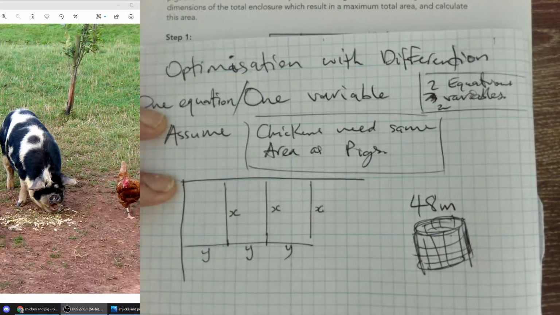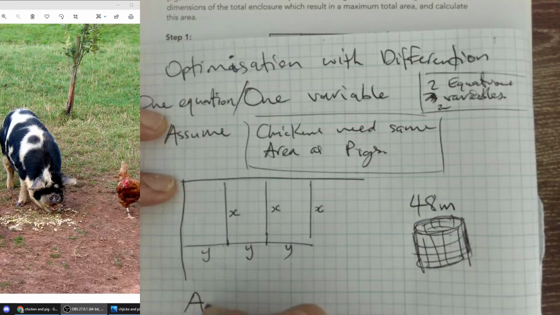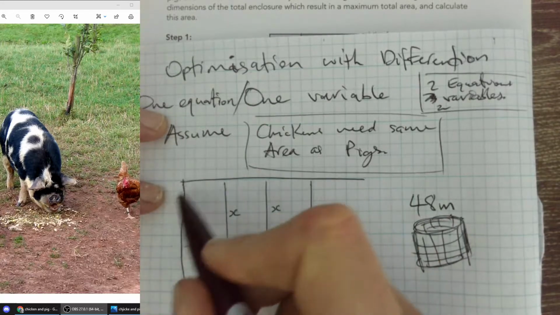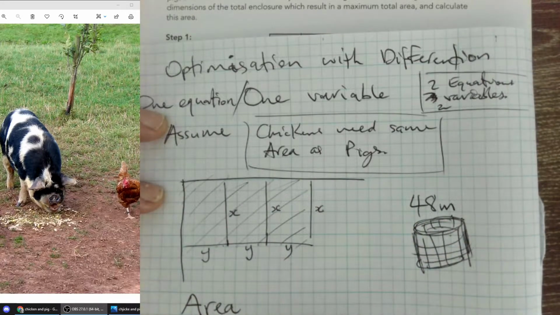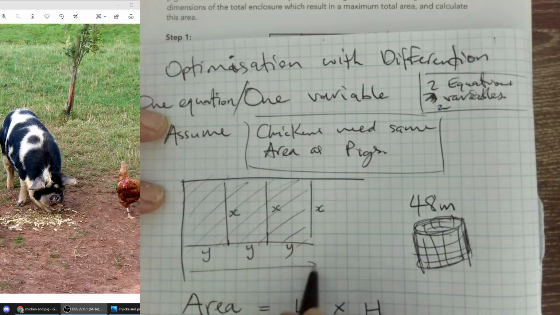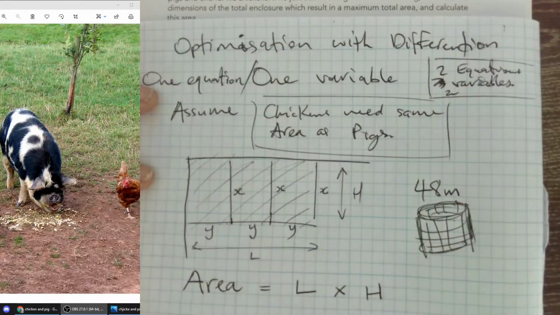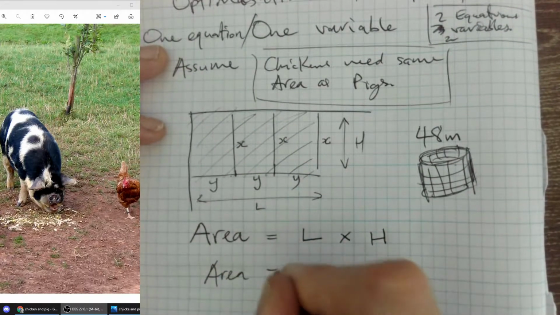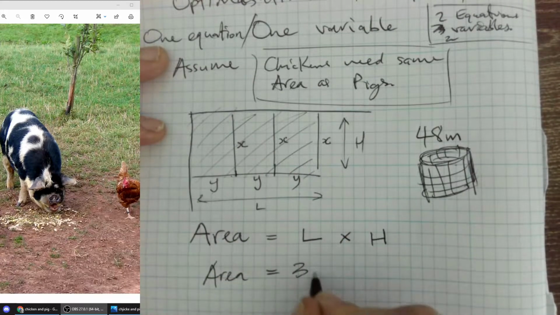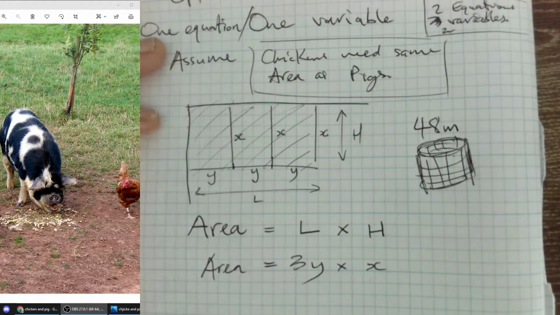Now, we're trying to maximize the area. So what will the area be? Let's make our 2 equations. We're going to say area, and this is what we're trying to maximize. The area of it is going to be the length times the height. I often write it out like this: length times height. This being our length, this being our height. So area is going to be, length is 1, 2, 3 y's, so 3y multiplied by the height, which is an x. 3y times x.